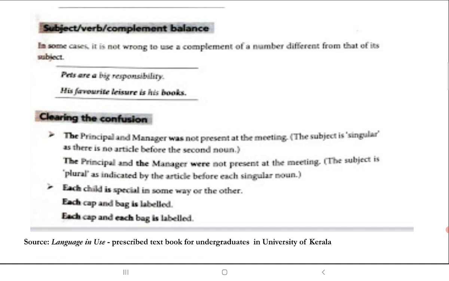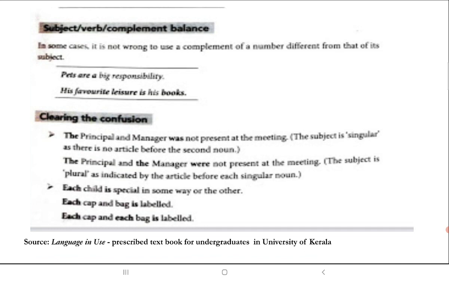The principal and the manager. What is the change here? The subject is plural and is indicated by the article before each singular noun. For example, the principal and the manager were not present at the meeting. So you can see the verb form changed to plural.